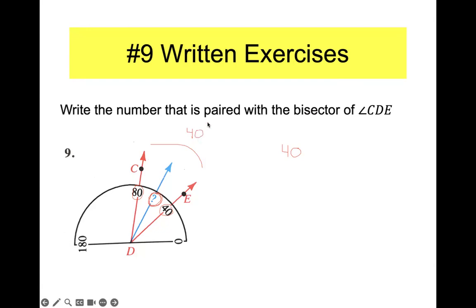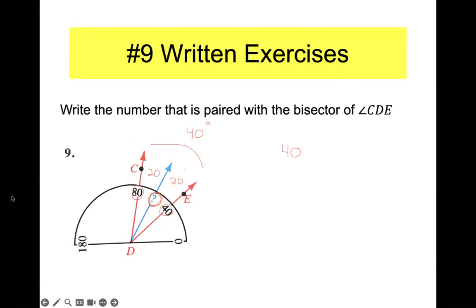But what does it mean to be a bisector? A bisector would cut that 40 in half, which would leave 20 degrees here and 20 degrees here. So blue is not 20 degrees. Blue is the number that's 20 higher than 40 or 20 fewer than 80. If that didn't make sense, rewind, play that one again. So yes, the answer in fact is 60.